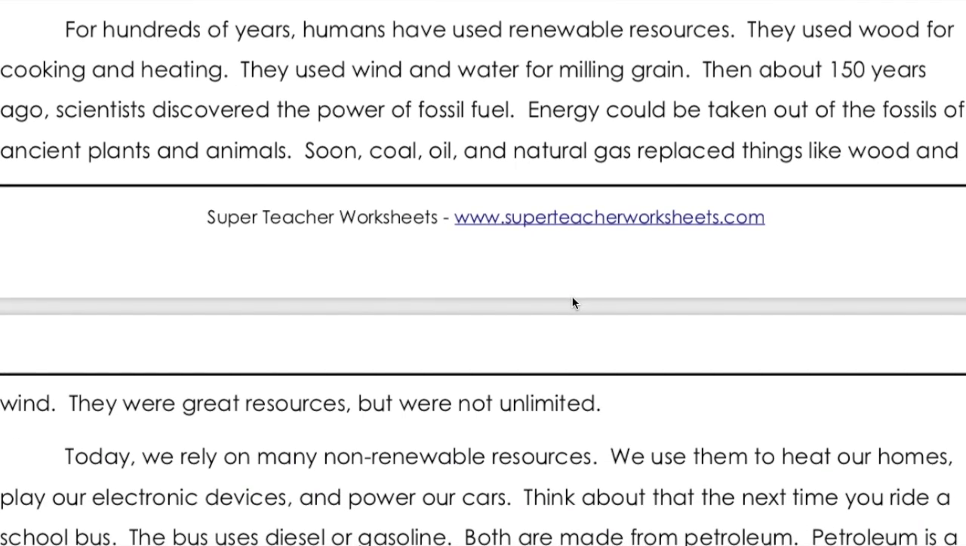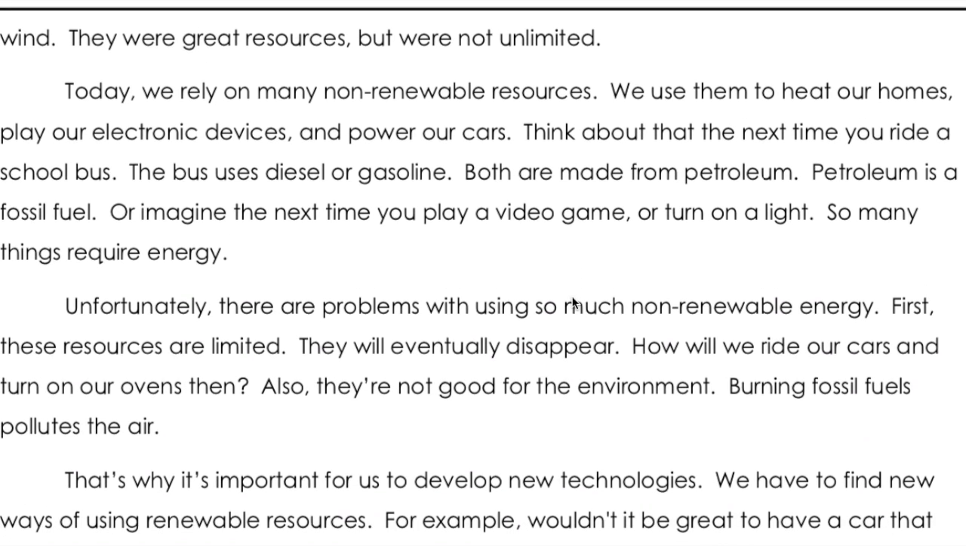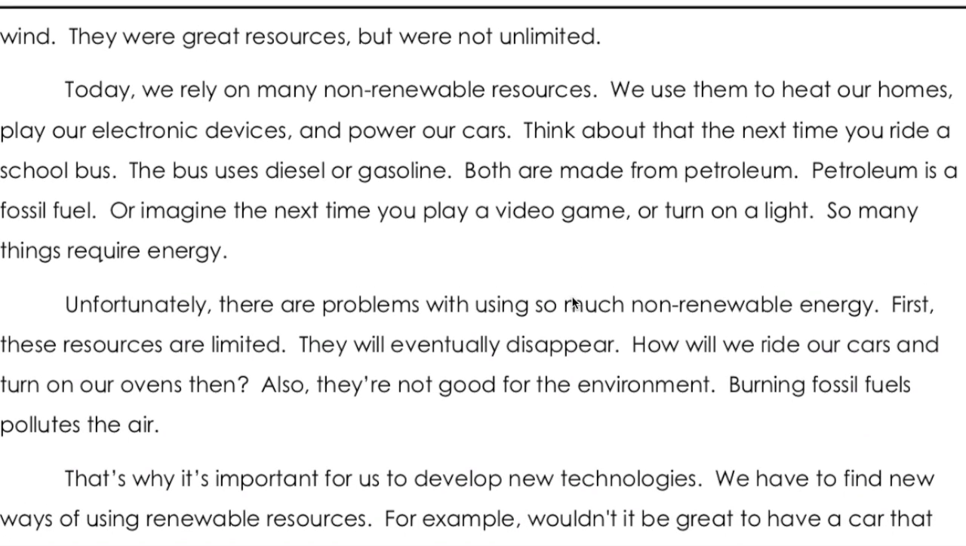For hundreds of years, humans have used renewable resources. They used wood for cooking and heating. They used wind and water for milling grain. Then, about 150 years ago, scientists discovered the power of fossil fuel. Energy could be taken out of the fossils of ancient plants and animals. Soon, coal, oil, and natural gas replaced things like wood and wind. They were great resources, but were not unlimited.